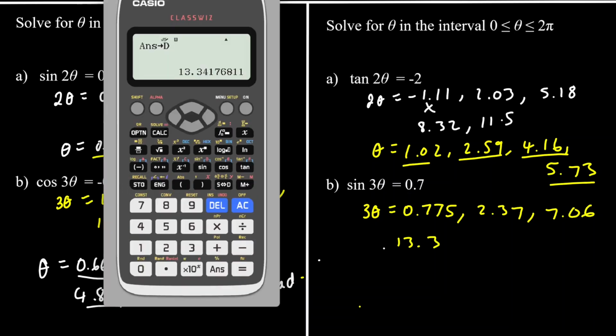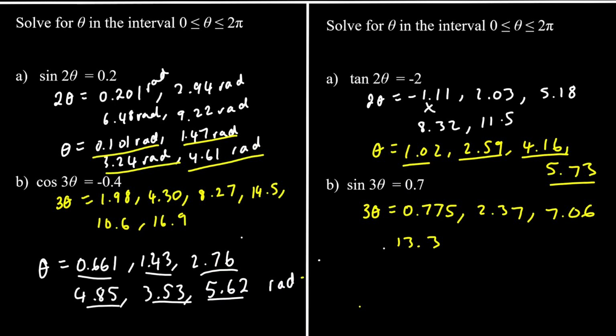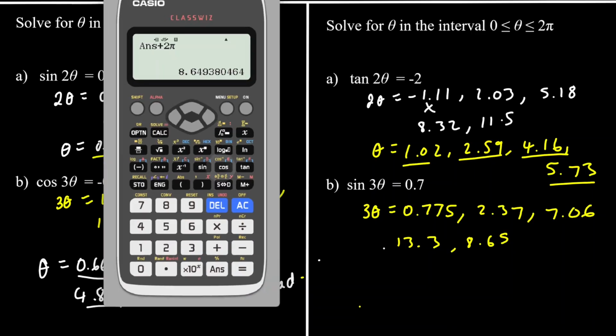Store D. And then our second answer, which was B, 2.37 plus 2 pi gets us to 8.65. Store as E plus 2 pi again, 14.9. Store as F.